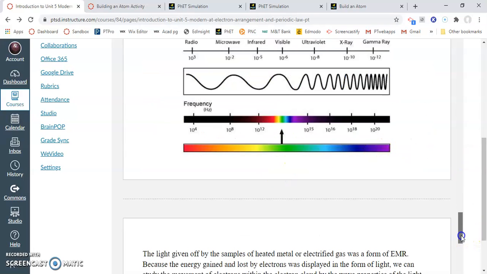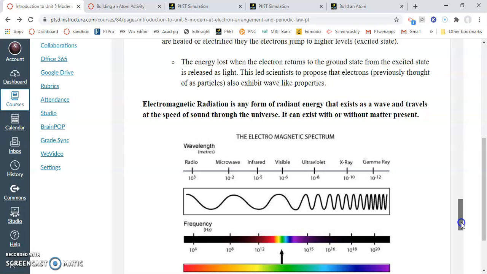Now, the way that we study this is we use electromagnetic radiation, which very simply is any form of radiant energy that exists as a wave in the universe. It can exist with or without matter present. So they can exist in air, but they can also exist in the void of space.